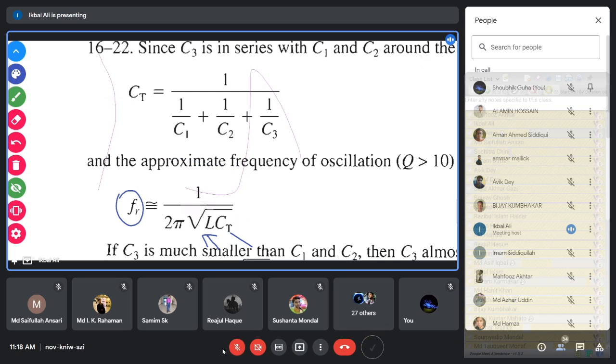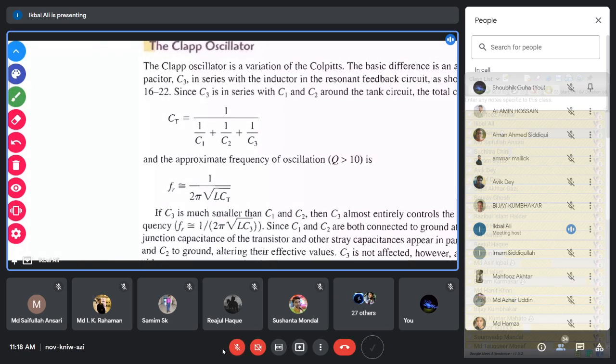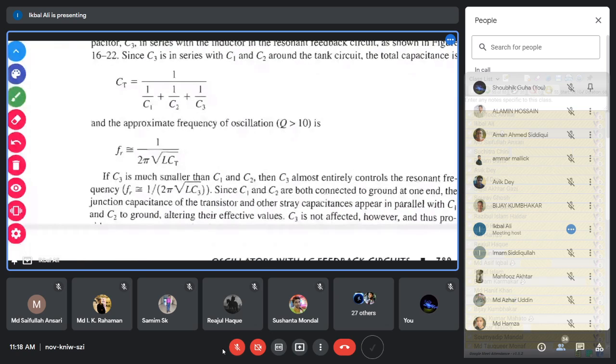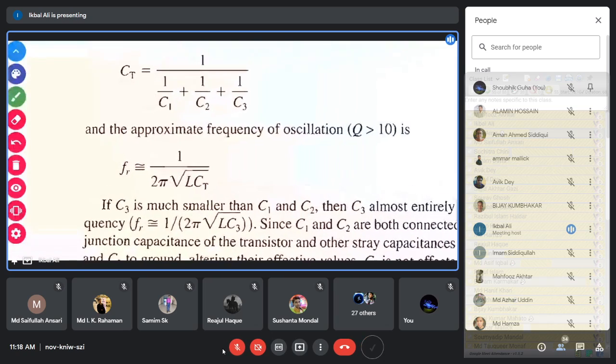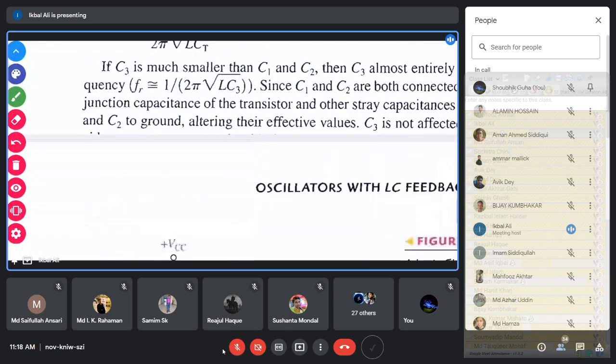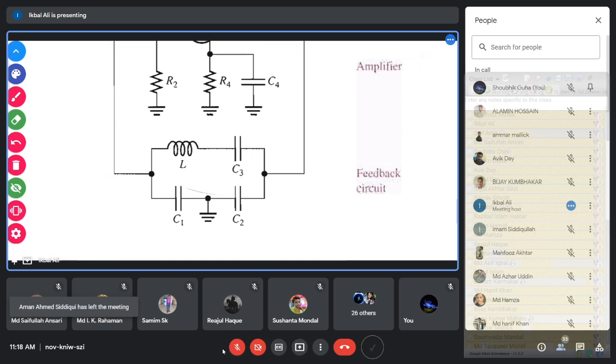So the frequency will be modified if you connect an extra capacitance C3, and that capacitor is connected in series with L. Now you see, previously the capacitor junction of C1 and C2 was connected to ground. In the Clapp oscillator also, this capacitance junction point is connected to ground.